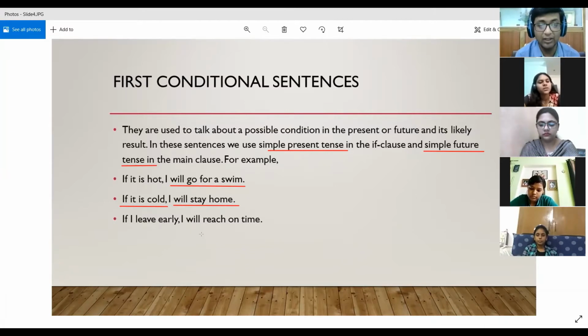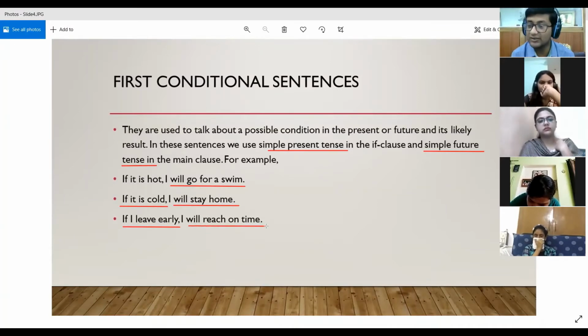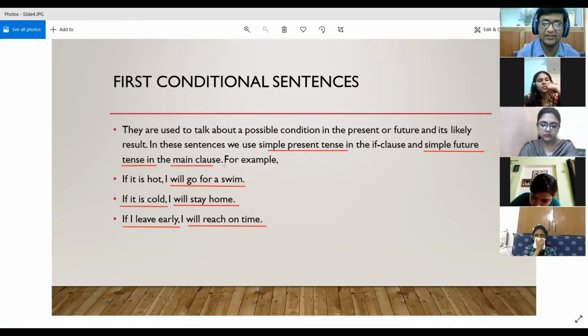If I leave early, I will reach on time. So what is the condition? If I leave early, this is the condition, that you have to leave early. So if I leave early, what will happen? I will reach the place on time. So this will be the result. So in all these examples, you can see that in the if clause, we are using simple present tense, and then simple future tense is being used in the main clause that is giving us the result. All right. So this is the second type of conditional sentence, that is first conditional.